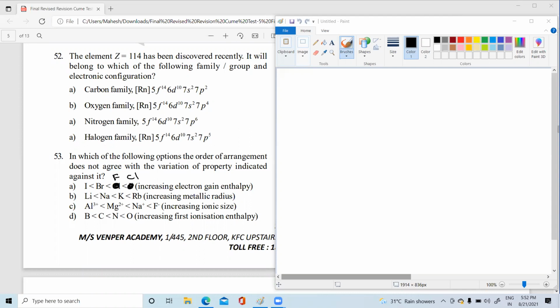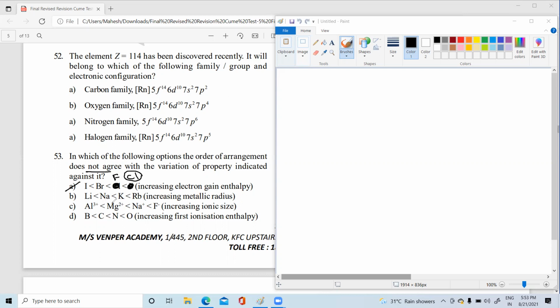In which of the following options does the order of arrangement not agree with the variation of the property indicated against it? Which is wrong, they are asking. Electron gain enthalpy: chlorine is greater than fluorine, and greater than bromine and iodine. This is the correct one, students. Why? Because chlorine has the extra d orbital shell, so it has the highest electron gain enthalpy, higher than fluorine. This is the exception case.